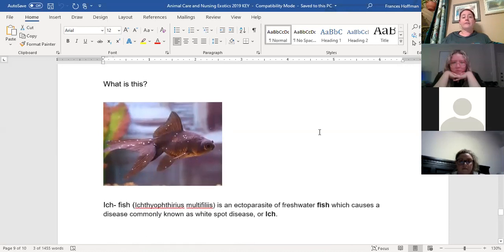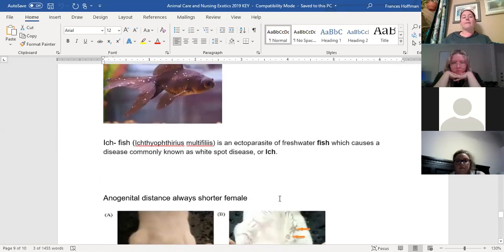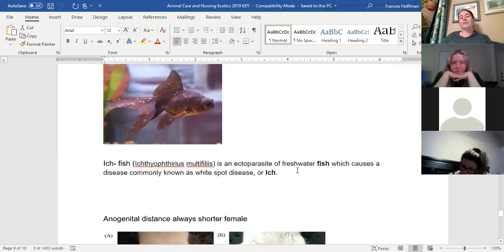We have our fish here with white spot disease, which is also called ich. Ichthyophthirius multifiliis is going to be the full name for it, but we call it ich, I-C-H, but it sounds like it's icky because it is. And so this is going to be a parasitic disease that we will need to treat our poor fish because it could lead to death.